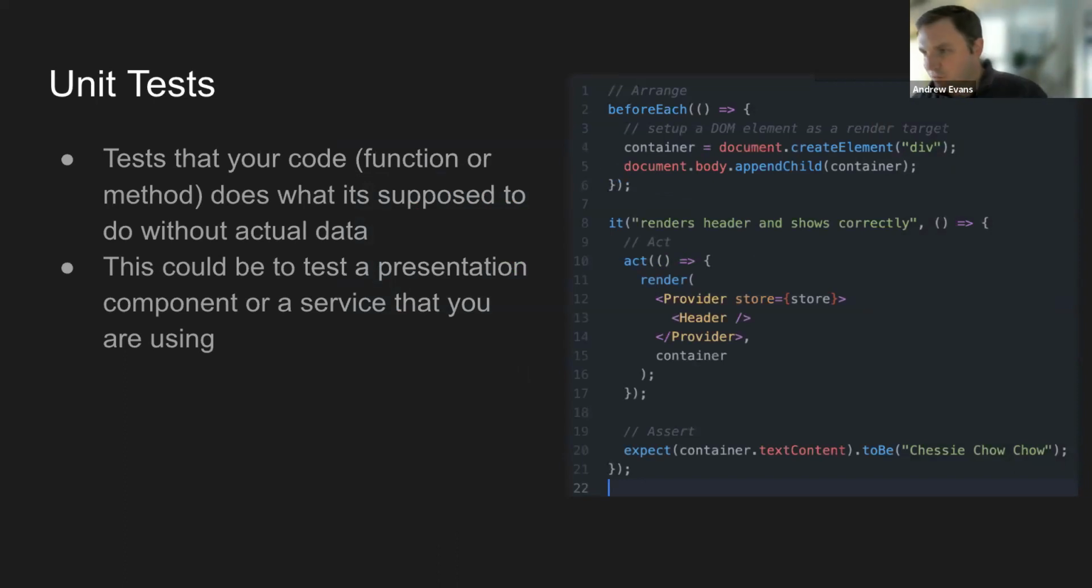So we talked about different types of tests and categories of tests. Unit tests, at a high level, are basically tests that test your code. You can think of this as something that is just trying to exercise a function or a method. Basically you're just trying to prove that your code does what you're expecting it to do without necessarily fleshing out a huge data set or something like that.